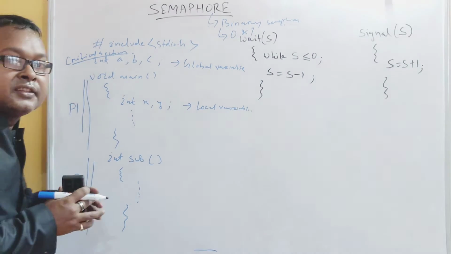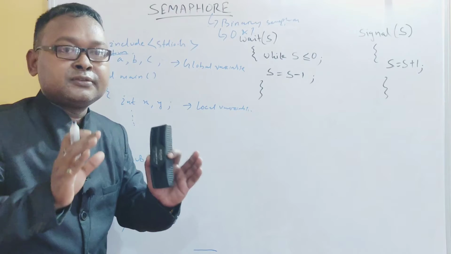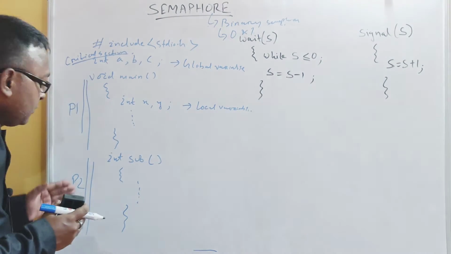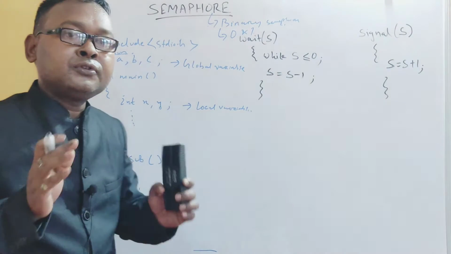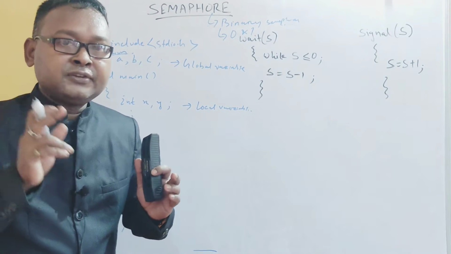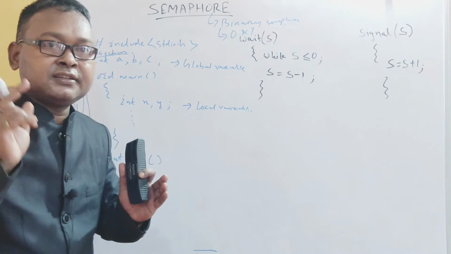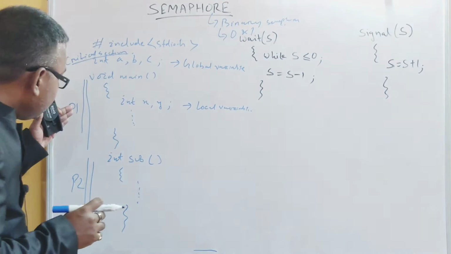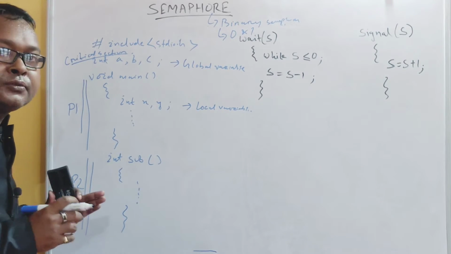They need to take the special permission by executing certain code. Processes P1, P2, P3, P4 have to execute certain code. In the previous video, while discussing process synchronization, I explained it clearly, right? So what special code do they need to execute?